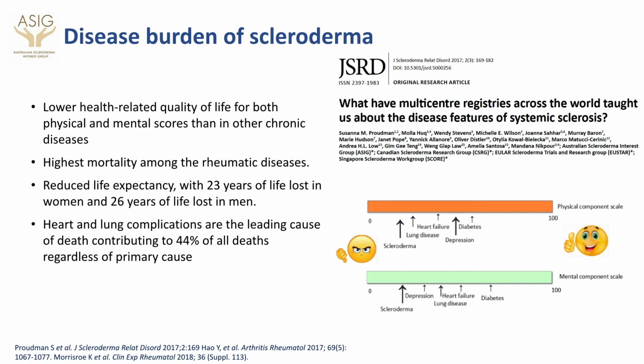And we learnt quite a lot about the disease burden. Amongst all the autoimmune rheumatic diseases, scleroderma has the highest burden of disease. It has the lowest quality of life, both in the physical and mental scores. So these are the two lines down on the right-hand corner there, with the physical score at the top and the mental score at the bottom. And scleroderma is right there on the left-hand side, worse than many other chronic diseases like heart disease, lung disease, and depression. It has the highest mortality with a reduced life expectancy, and generally heart and lung complications these days are the most common cause of death in patients with scleroderma. And that was one of the things that we focused on, particularly in our cohort study.